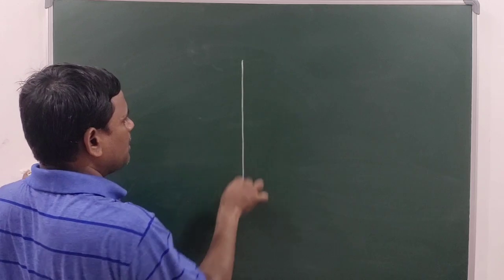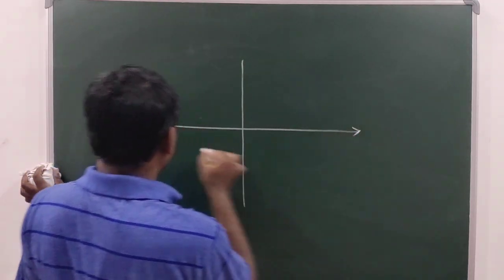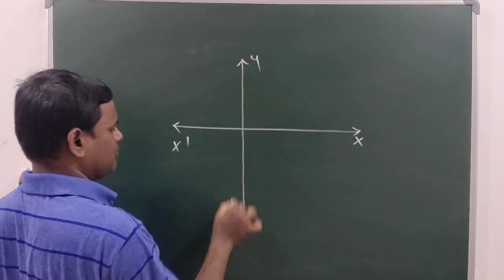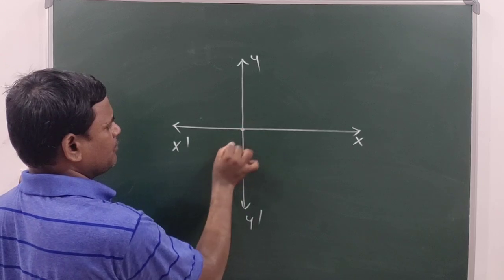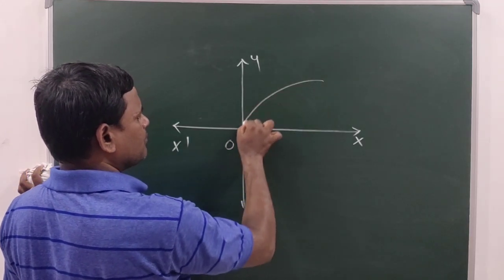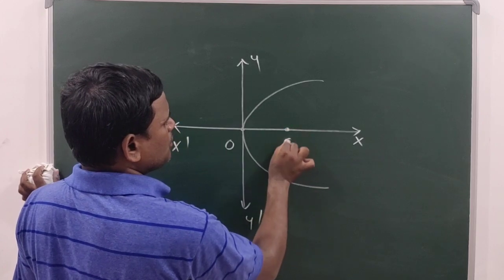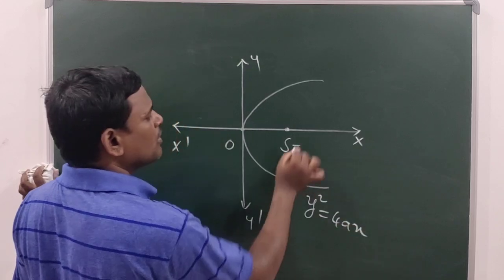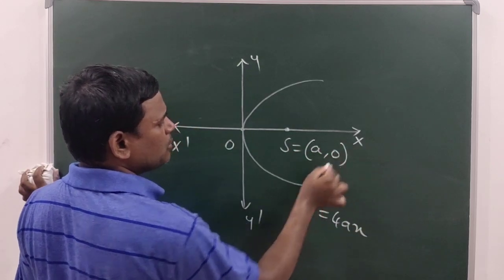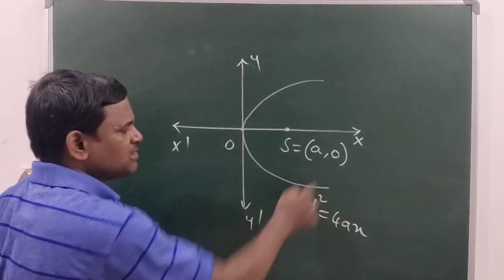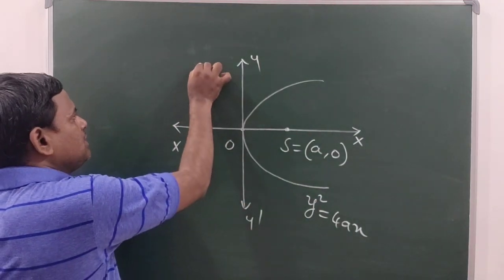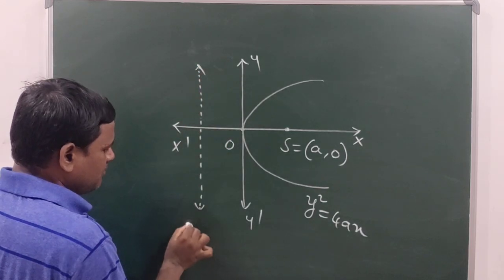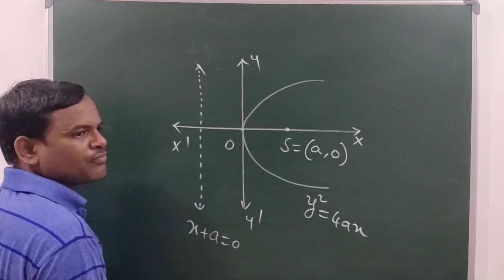See the standard form of the parabola, whose equation is y square equal to 4ax, and this fixed point is known as the focus, whose coordinates are (a, 0), and this is the directrix, whose equation is x + a = 0.